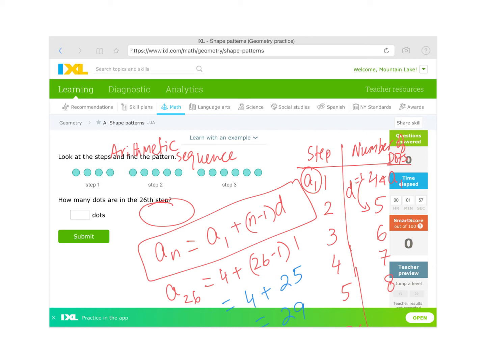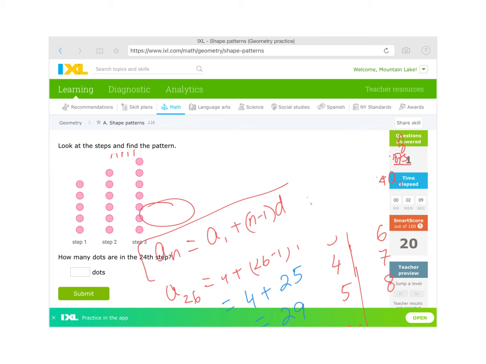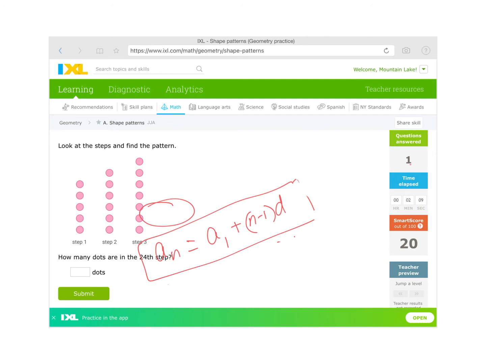Same over here, we've got another arithmetic sequence, so I'll keep the formula up. And you can see this in your formula sheet. So what do we have? So first step has 1, 2, 3, 4, 5.